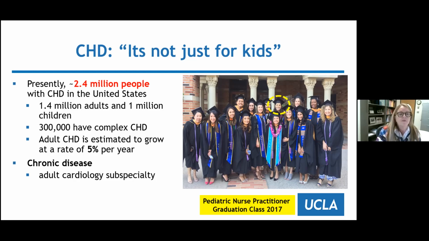Currently, we have 300,000 who have what we call complex congenital heart disease. And there's various groups of mild, moderate, and severe or complex. And it's the ones that have complex congenital heart disease that we will be talking about a little bit later that need antibiotic prophylaxis prior to dental procedures.